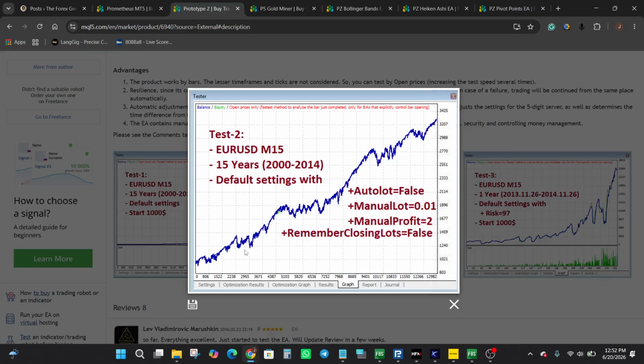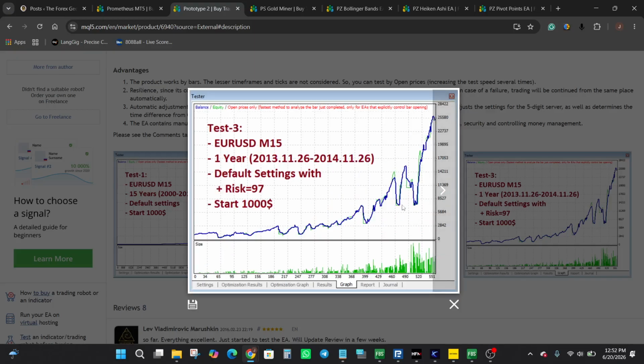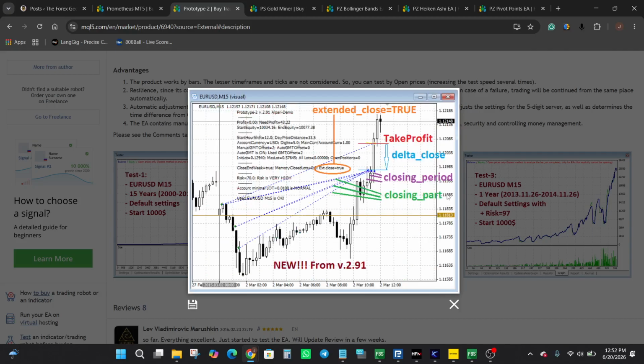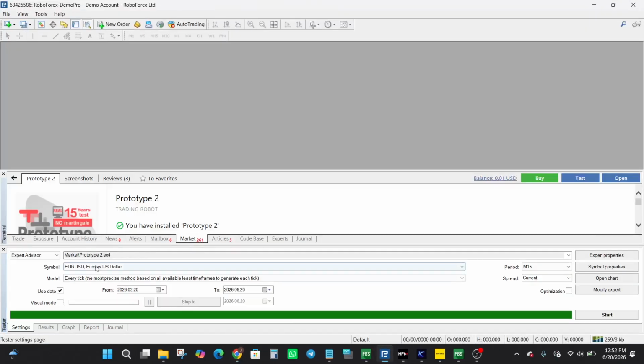And then here, this test 2, with these particular settings, it looks kind of rough. There were drawdowns and then a push up and then drawdowns, as if there were pullbacks in the growth. And then here, this was not smooth at all. This was not smooth. Okay. Let's head over to our strategy tester.